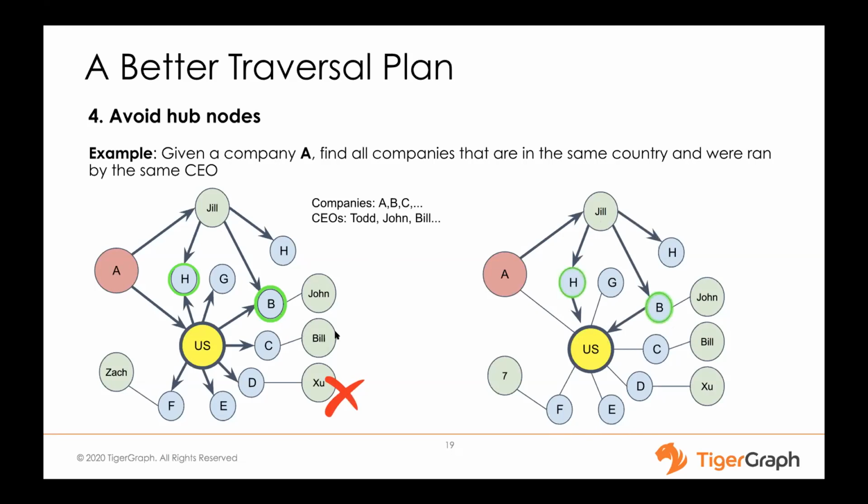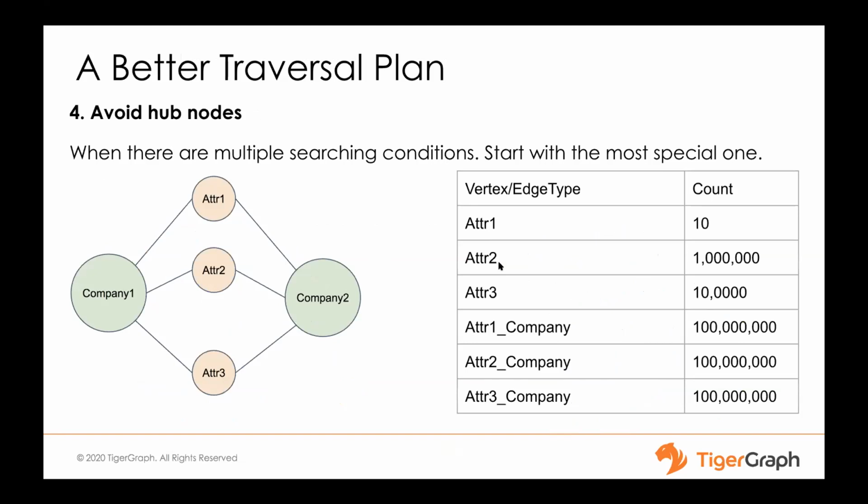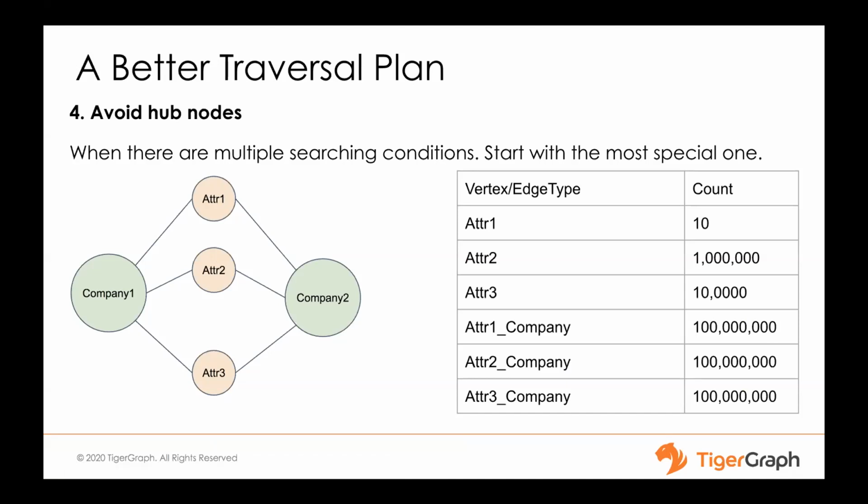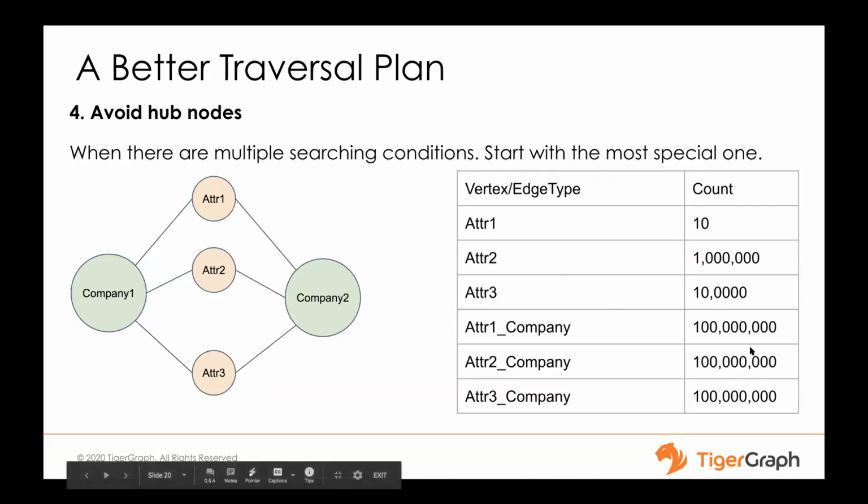Similarly, sometimes we ask a question: given company one, we want to find company two that shares this list of attributes 1, 2, and 3. In this case, if we want to design the optimal traversal plan, one thing we can look at is the number of vertices and edges. If attribute 1 only has 10 vertices in the graph, attribute 2 has 1 million, and attribute 3 has 100K, and the edge number is pretty much the same, 100 million for each.